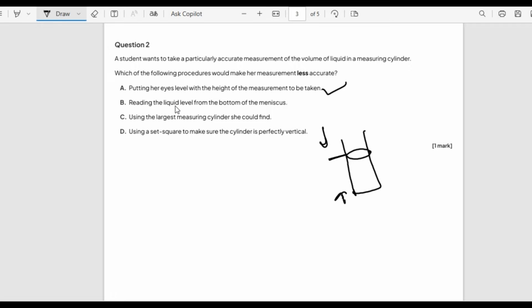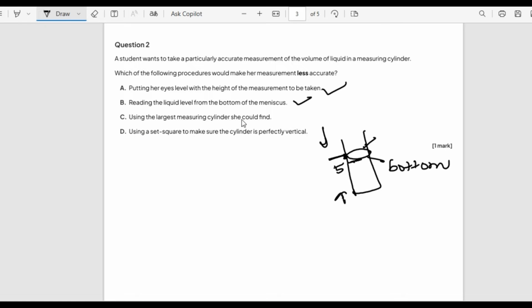The second says reading the liquid level from the bottom of the meniscus. Yes, whenever we take a reading of a liquid, there are two meniscus, the upper one and the lower one. We always take the lower meniscus for the reading. So whatever reading is here, let's say if it is 5 and this is 5.1, you are going to take 5. So this one is also correct.